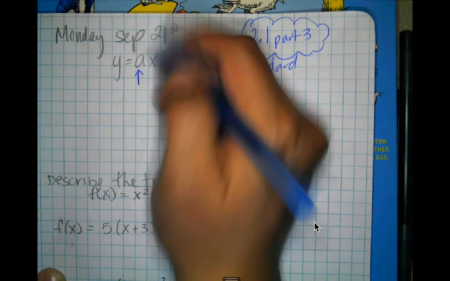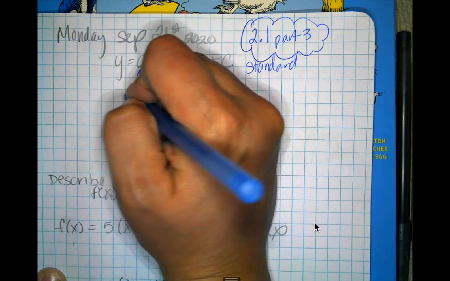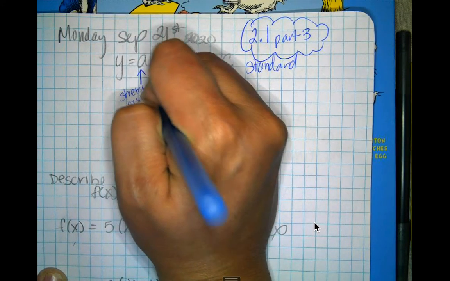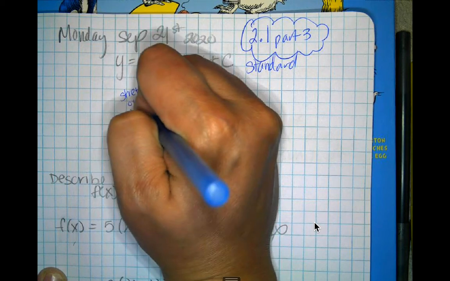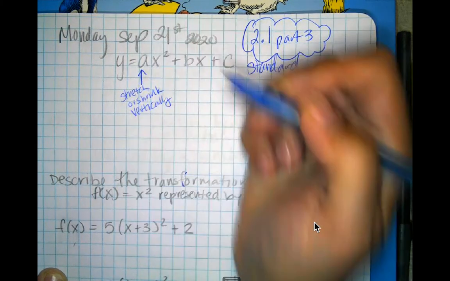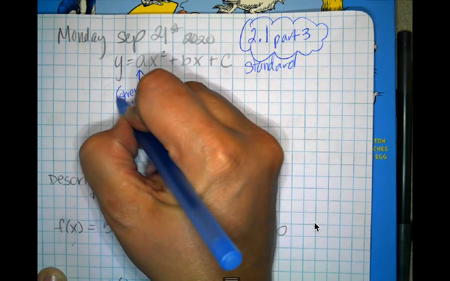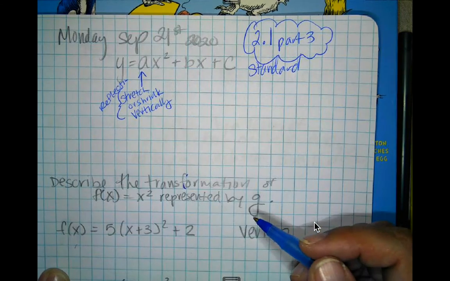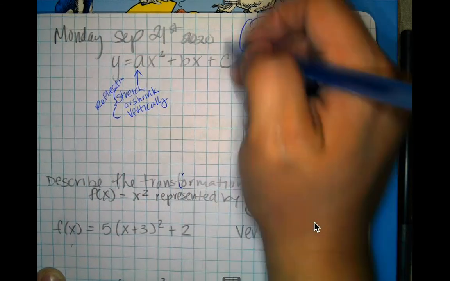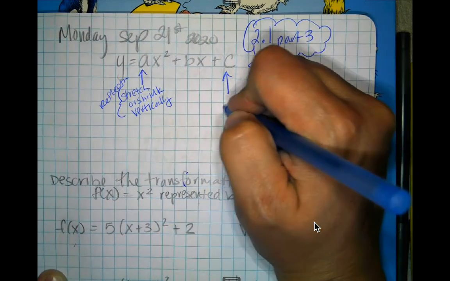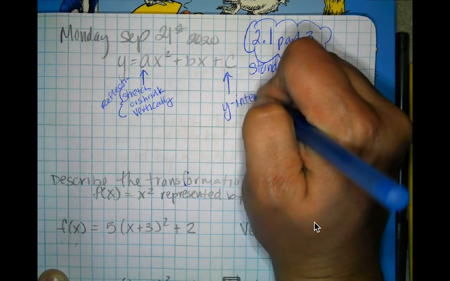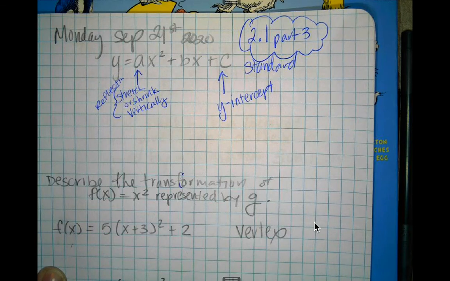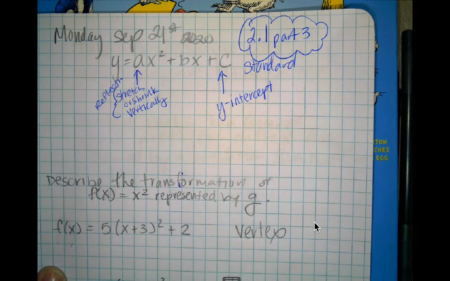This letter A is the stretch or shrink vertically. It's also the reflection if it's negative. And this C is the y-intercept. So that's standard form, and we've been dealing with that one.